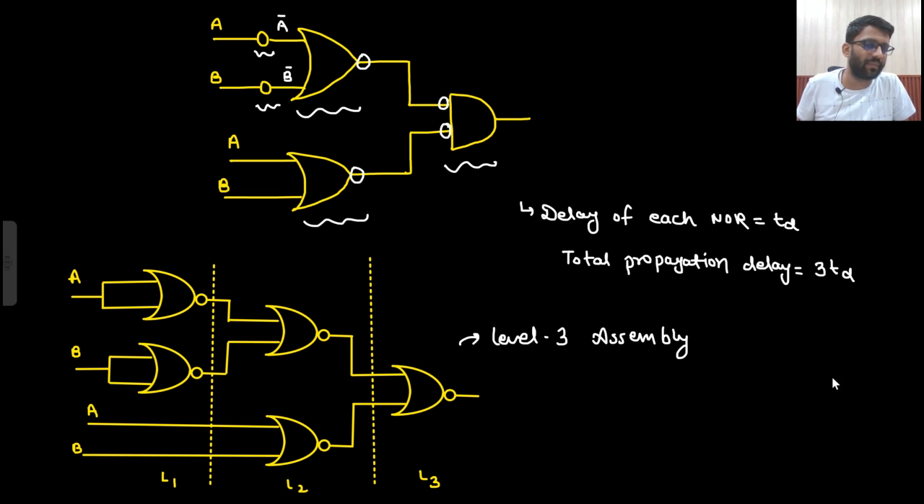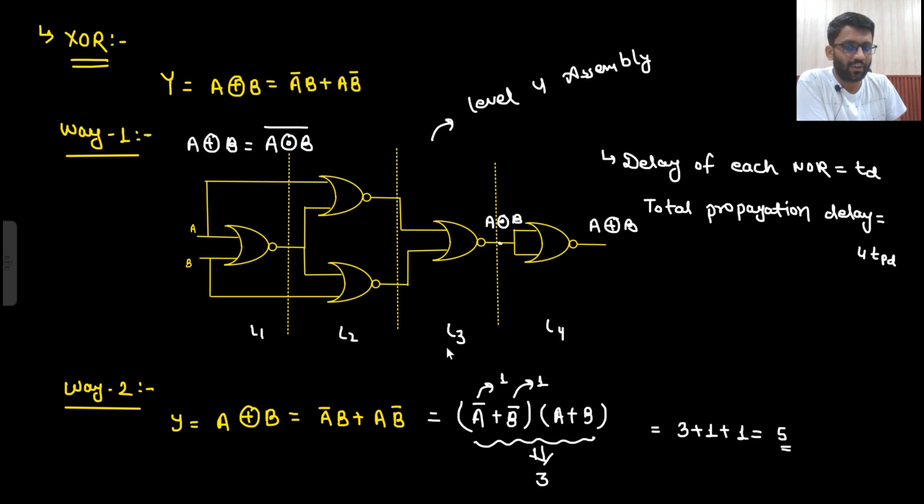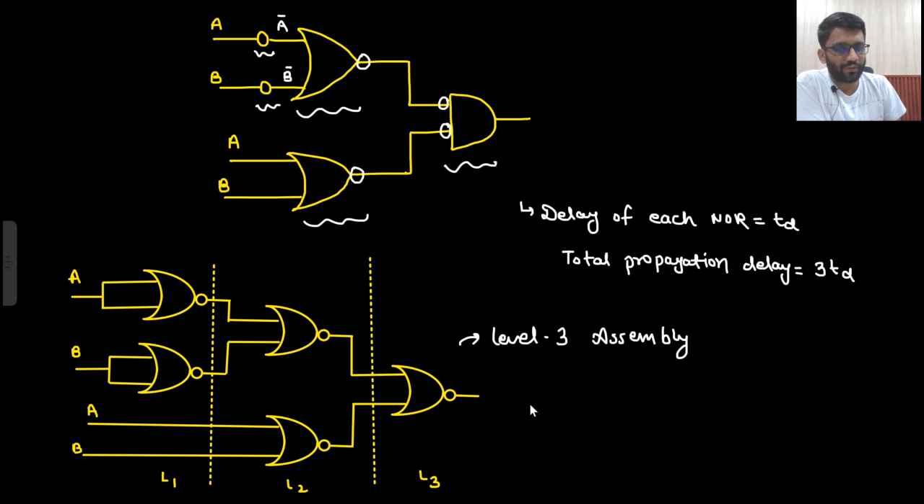So based on the requirement, you will see what you need to implement. If you need both the functions, then you will take this particular structure. But if you need only the XOR function, then you will take this particular structure. So that would be your answer. So 3 TPD delay in this one and 4 TPD delay in this one. So based on the requirement, you need to check.